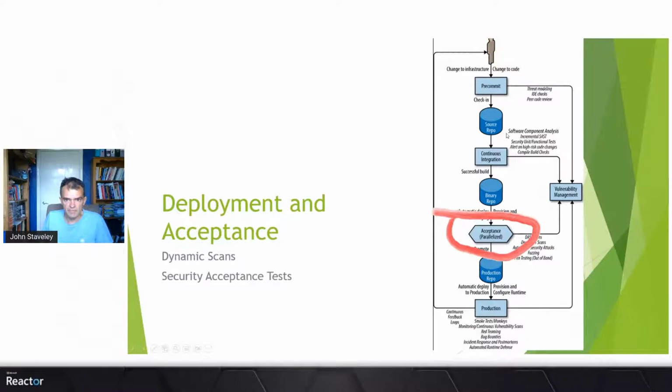Okay, so we've made our commits. It's been built. We've now got binaries which are publishable. They can be published to an environment, usually an integration environment, where you can perform some security checks against the deployed application itself. So we can perform dynamic scans and also perform security acceptance checks.